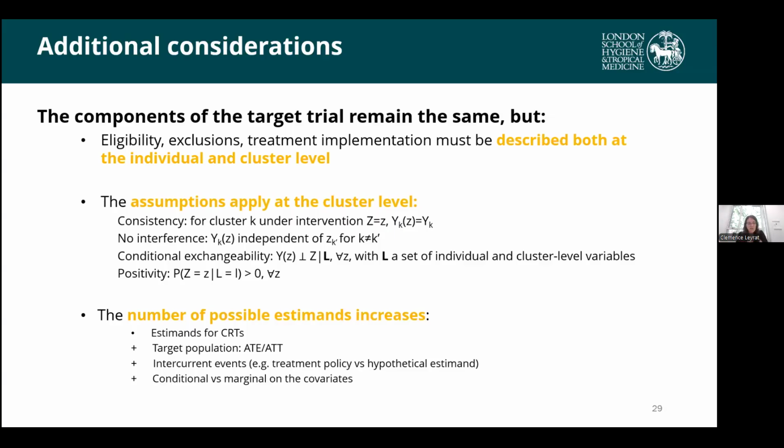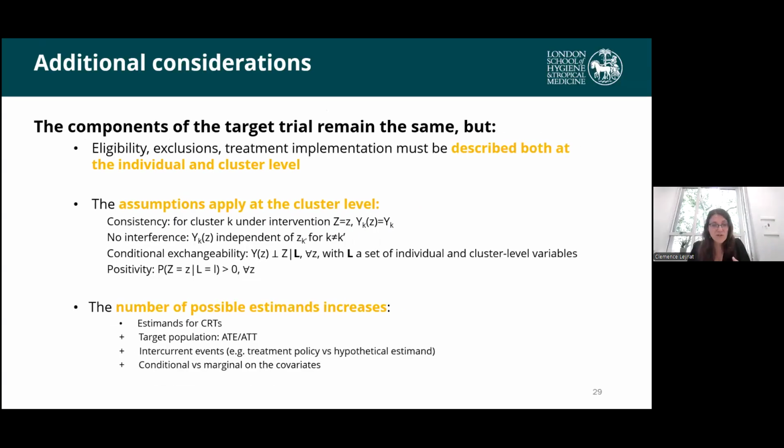Then, because we are working with observational data, and it's true as well in trials, we need some assumptions for causal inference, and we'll see to which level they apply in cluster randomized trials and emulated cluster trials. The first one, which will probably be the most problematic for the emulation, is consistency. It means that for a cluster K under a specific level of intervention, the potential outcome for that intervention is the same as the observed one. And this is linked to a good description of the intervention.